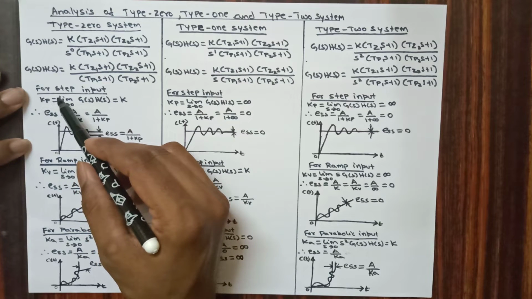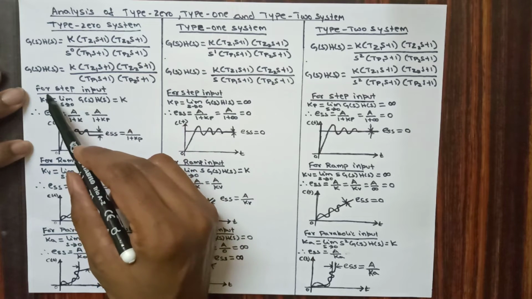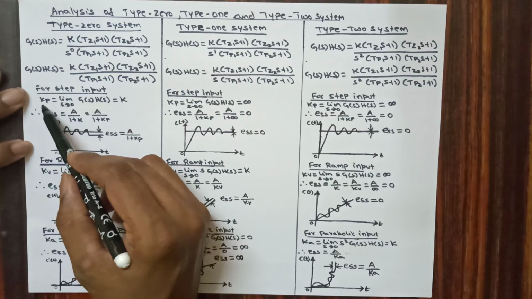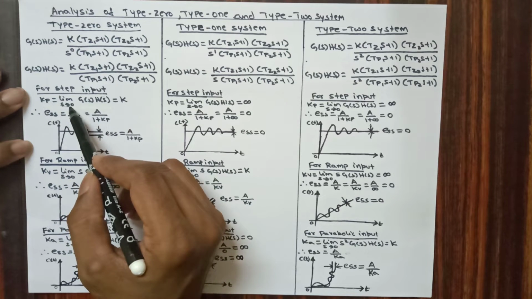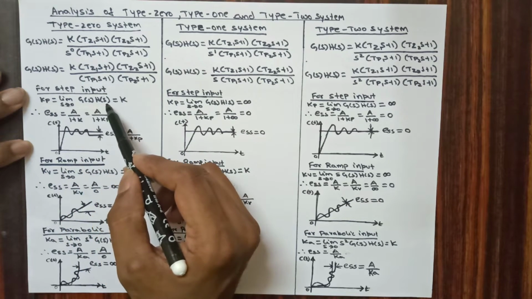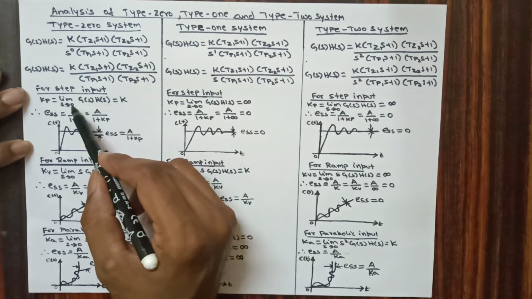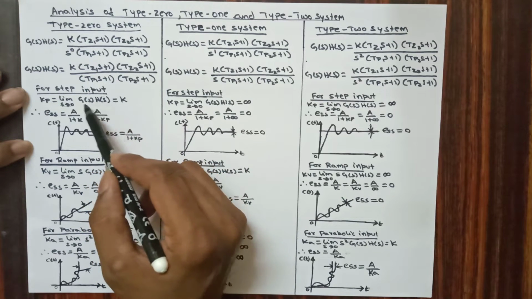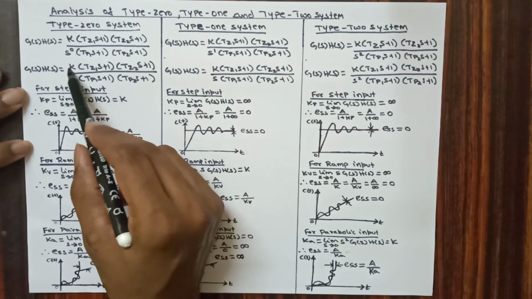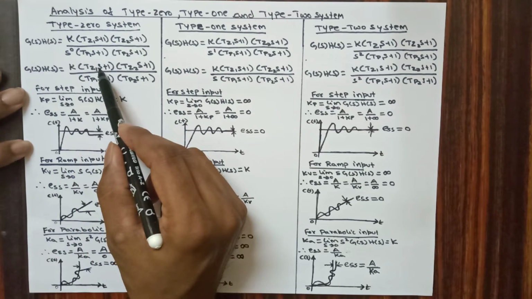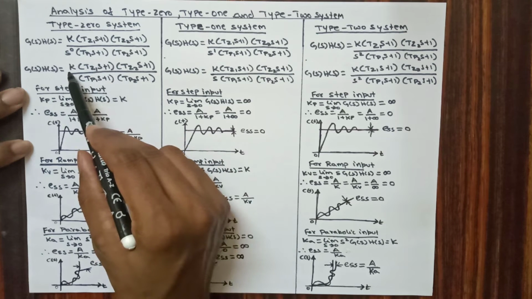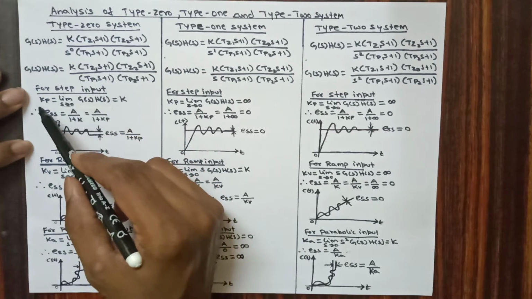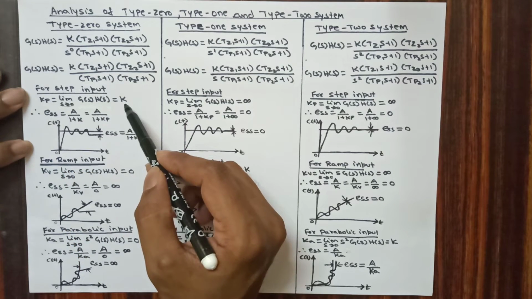Let us see, by applying step input for type 0 system, what will be the steady state error? For step input, the positional error coefficient Kp is equivalent to the limit s tends to 0 of G(s)H(s). When we substitute limit s tends to 0 in this G(s)H(s), we'll get the K value, which is nothing but Kp is equivalent to K.